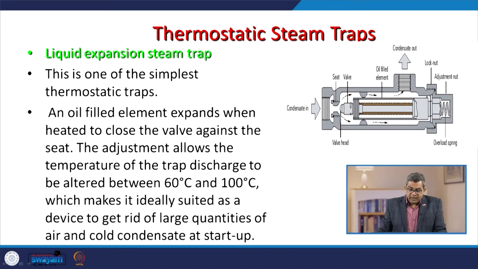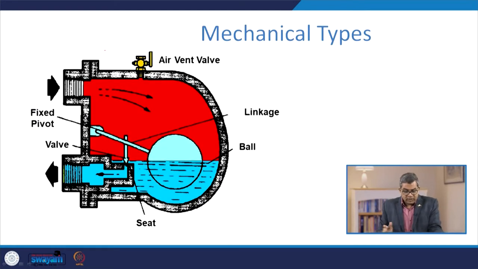There are certain mechanical traps. Here you see this is a float ball or float valve. It is closely linked with the fixed pivot and attached to the valve, and this is the air vent valve. So, if the level of water goes up in this steam trap, then automatically this valve opens to facilitate the drainage of condensate water.